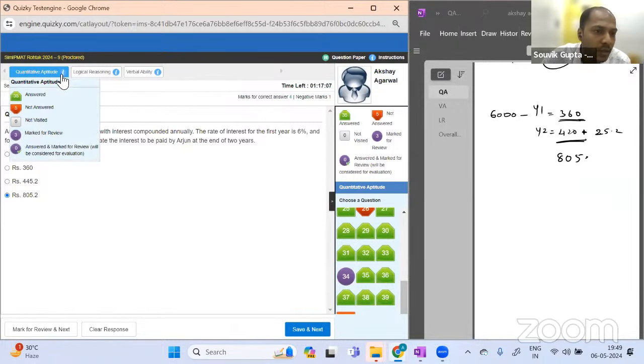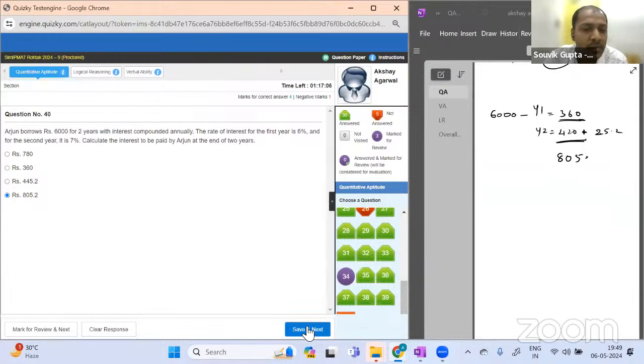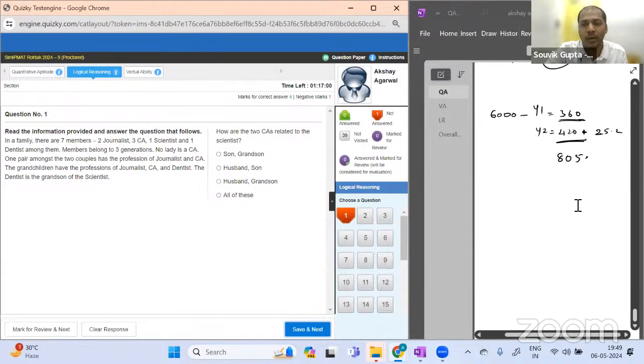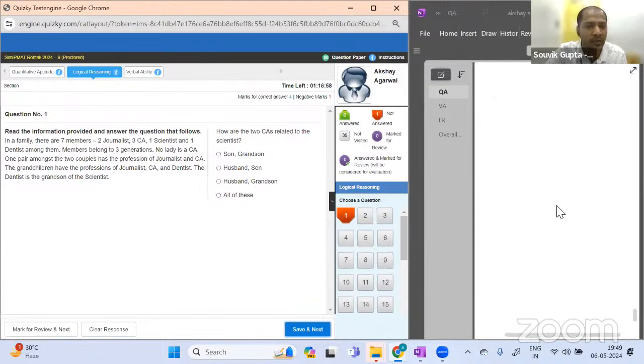Done. So I have done 36 questions if I save this. And I think I will come back to this section later only. I've done fairly well. There were some questions where I was doubtful. I think I'll complete LR and VA and then come back to this section again.